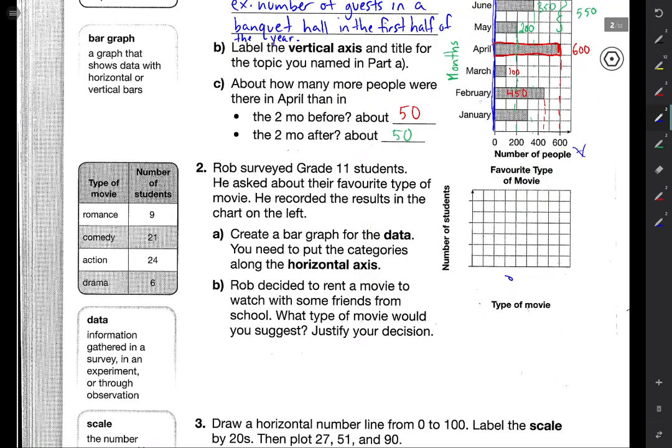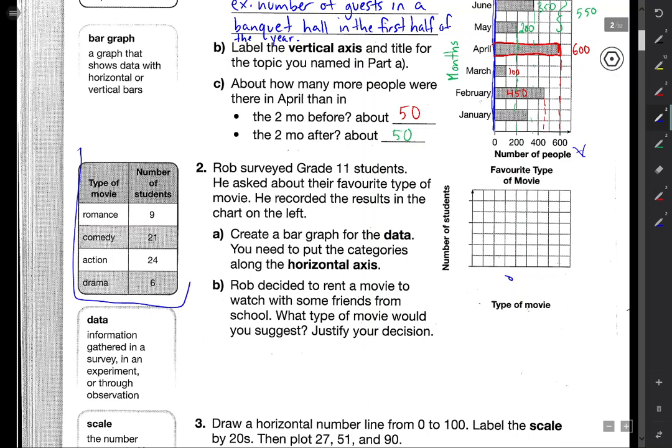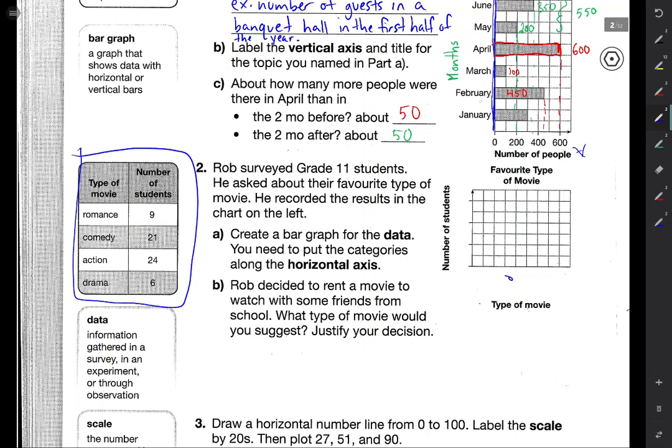So in example 2 here, Rob surveyed grade 11 students. He asked about their favorite type of movie and recorded their results on the chart on the left. So here's that chart on the left. We need to create a bar graph for this data. But first we need to put some categories along the horizontal axis.